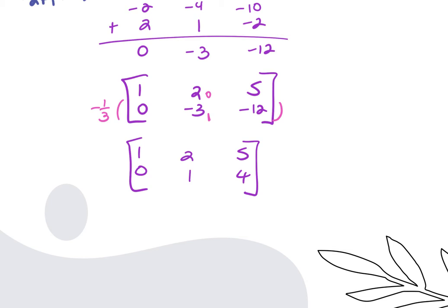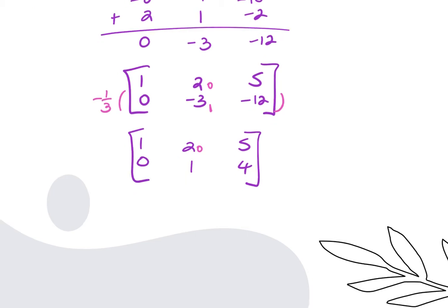So now my bottom row is done. Now I need a 0 where the 2 is. How do I cancel out that 2 with a multiple of 1?